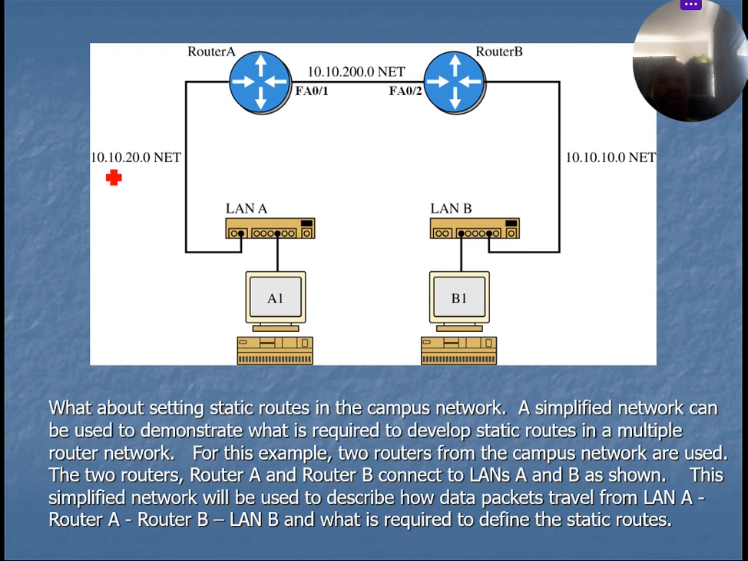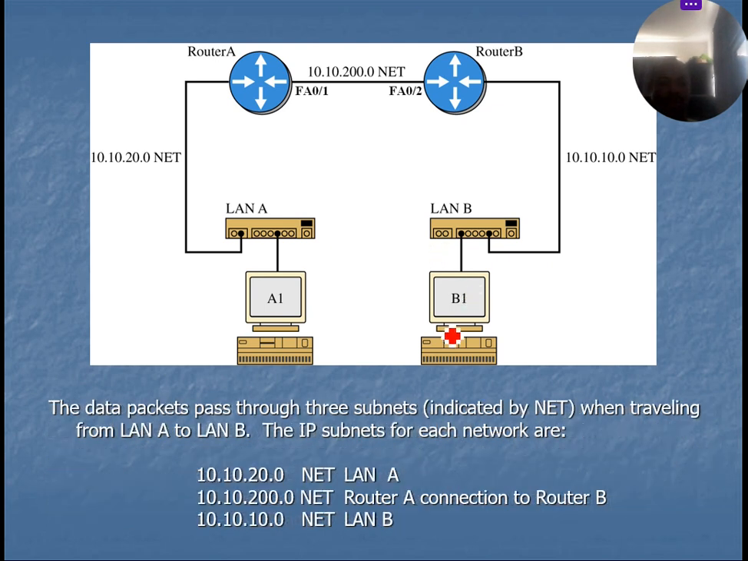So here you can see we have 3 IP subnets. We have 10.10.20.0 between LAN A and router A, and then between router A and router B we have the IP subnet 10.10.200.0, and then between router B and LAN B we have 10.10.10.0. Once that is established, let's see what is there. The data packet passes through subnets, which we simply represent as net. The data packet passes through 3 subnets, which is simply net.